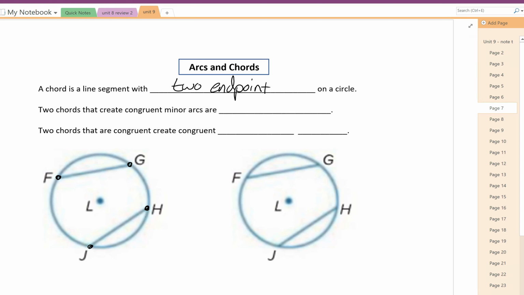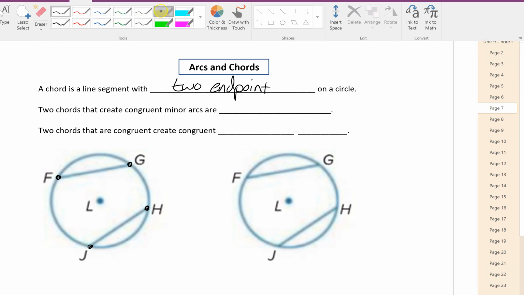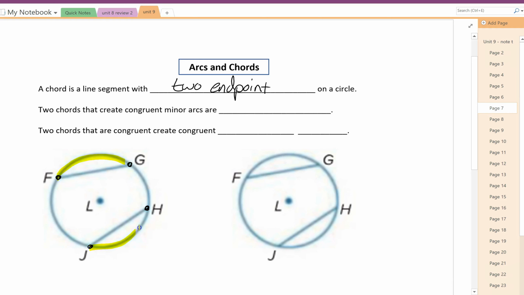So if I just look at the one on the left, like I said, FG is a chord and JH is a chord. And what you can see is that both of those chords sort of create minor arcs, right? There's a minor arc that connects F to G and a minor arc that connects J to H. One of the rules we have is that if those two chords create minor arcs that are congruent in length, in other words, if minor arc FG is congruent to minor arc JH, then that means that chord FG is going to be congruent to chord JH.